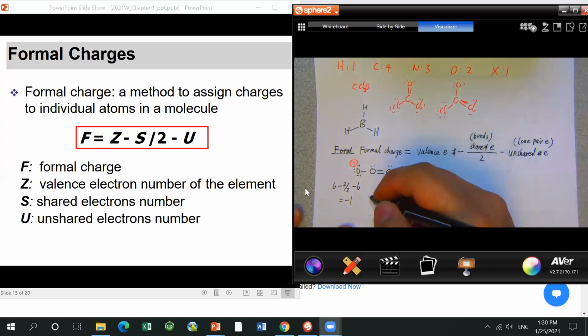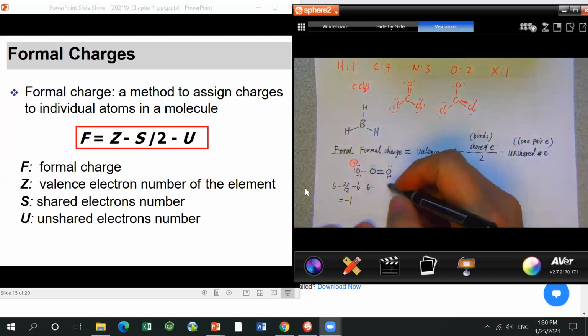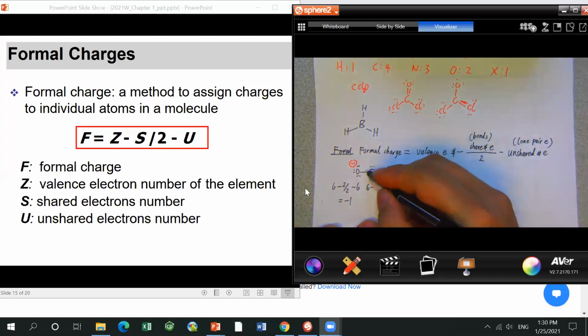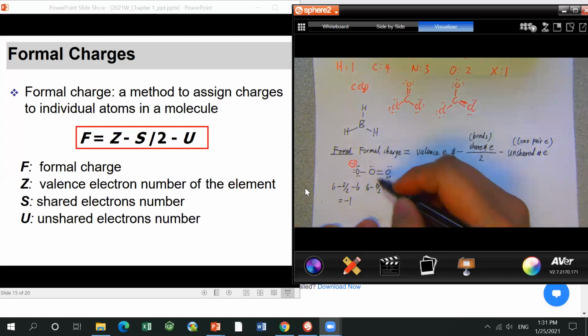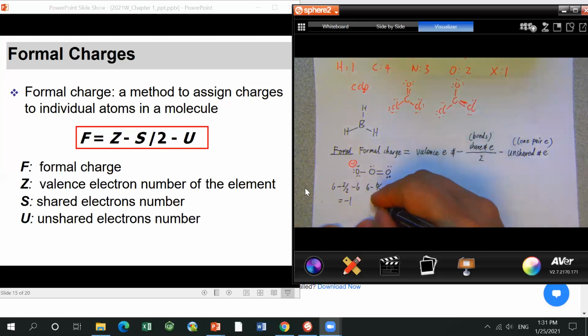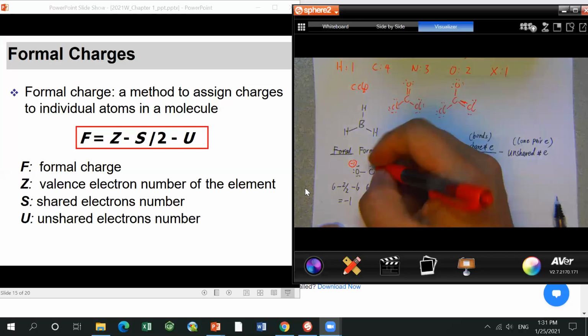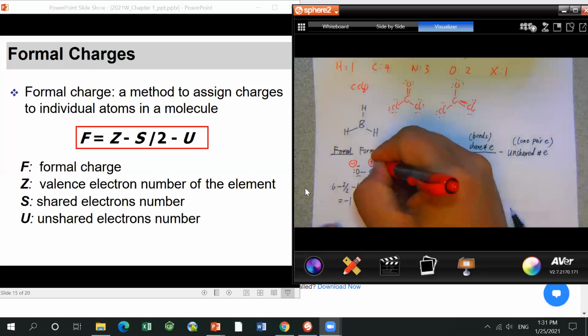For the middle oxygen, we do the same thing. 6 valence electrons minus half of the shared electrons. Totally 6 shared electrons because of one double bond and 1 single bond. And then minus the unshared electrons, only 1 pair, 2 electrons. So 6 minus 6 divided by 2, that's 3, so 6 minus 3 minus 2 gives plus 1. That means the middle oxygen is plus 1.